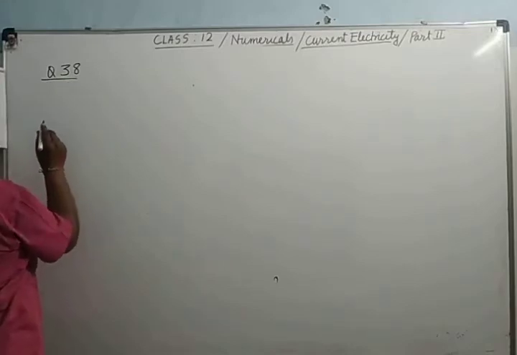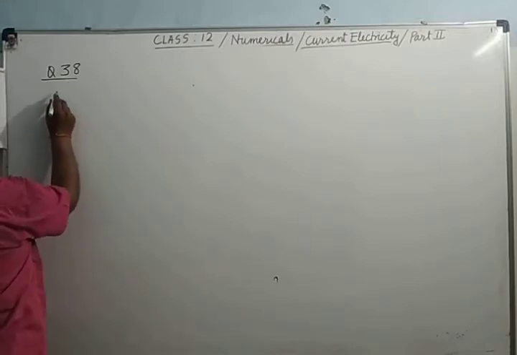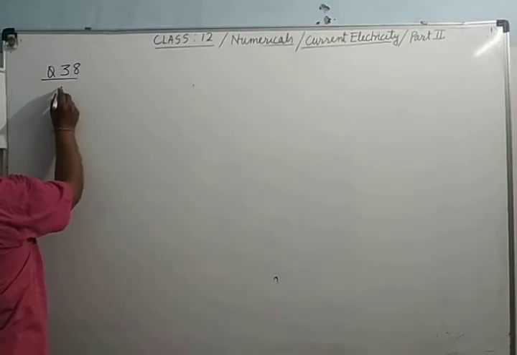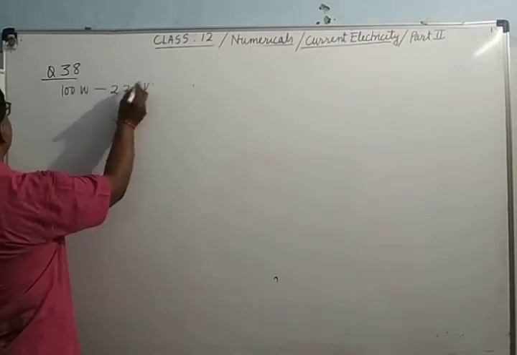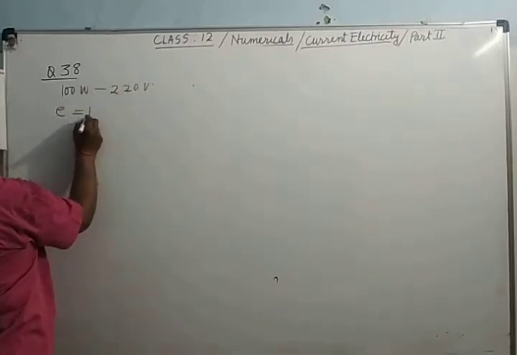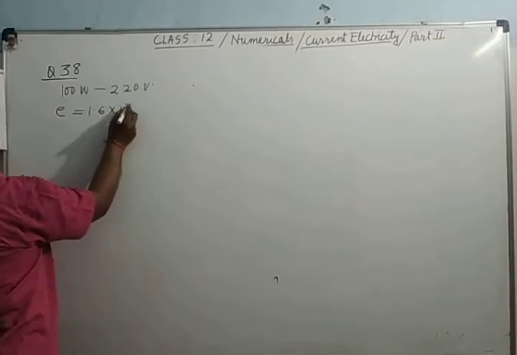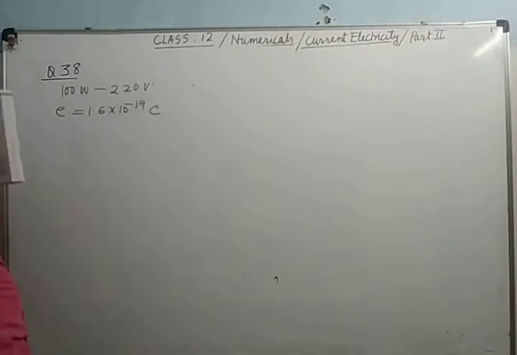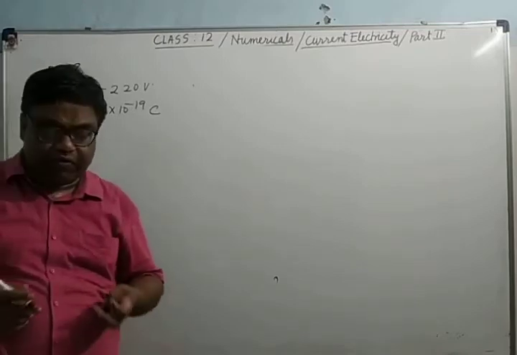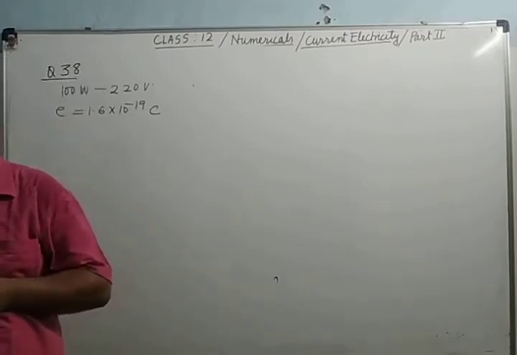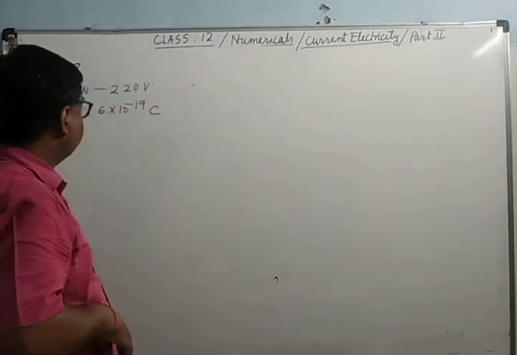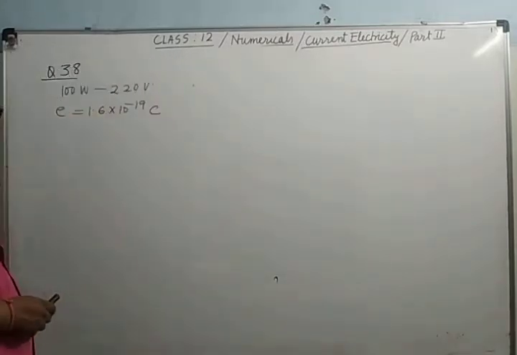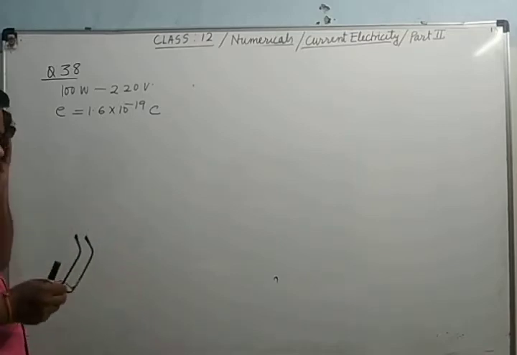Calculate the number of electrons drifting per second through the filament of a 100 watt, 220 volt bulb. E is given as 1.6 into 10 to the power minus 19 coulomb. You have to find the number of electrons drifting per second for this bulb, whose power is 100 watt and working at 220 volt.